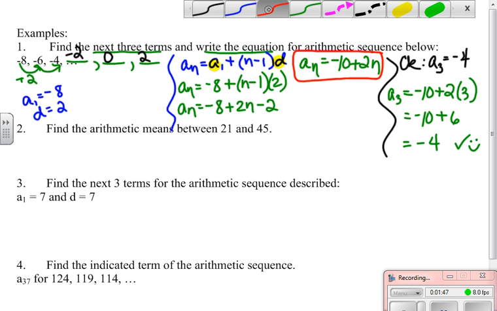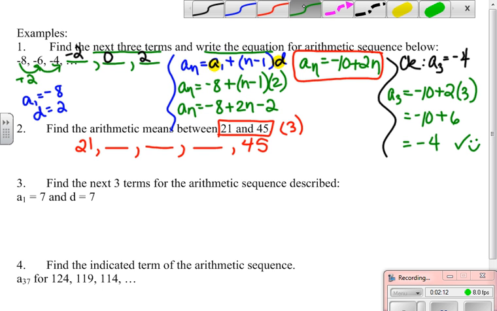So finding the arithmetic mean between those 2 numbers. I should have clarified that there were 3 values that you are looking for. I left that out. So 21, and you're looking for these 3 numbers.